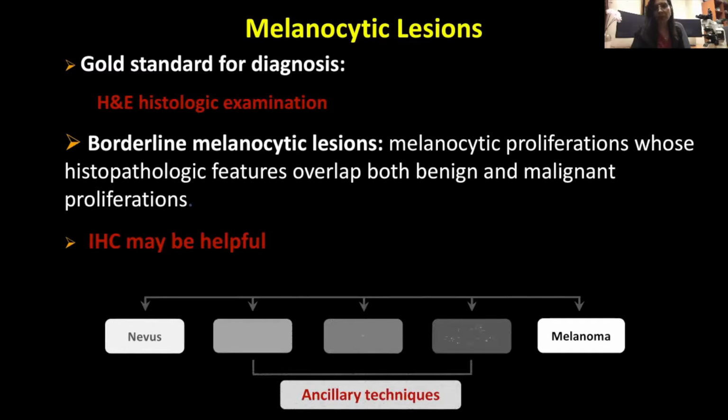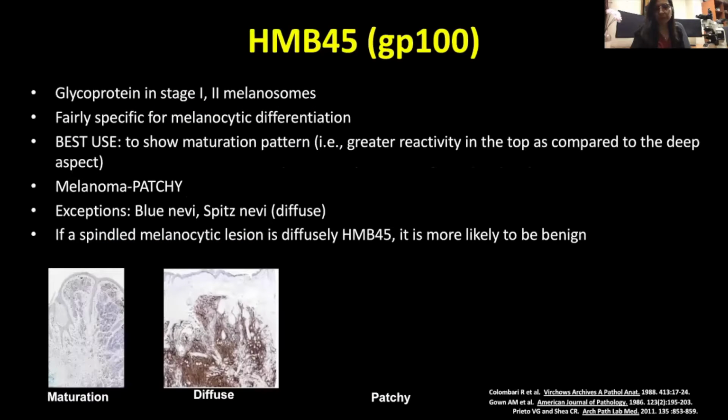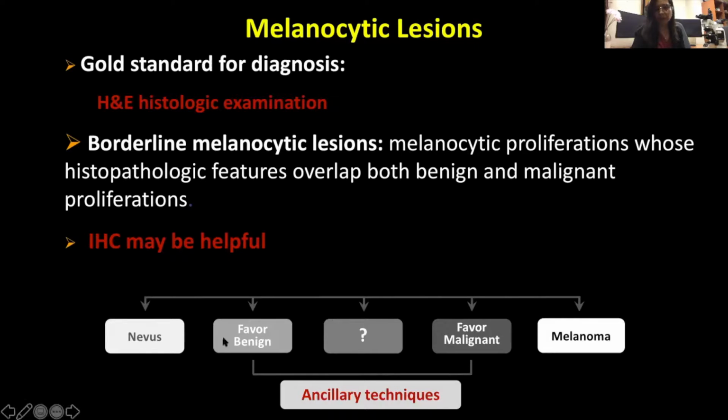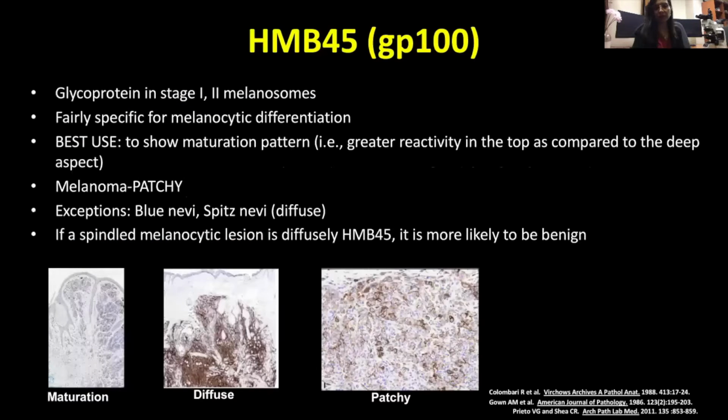Okay, so after that immunostain, we can favor benign or we can favor malignant. And sometimes even after immunohistochemical stain, it stays difficult to differentiate. Those cases, we will go a further step called molecular study. Okay, so let me go through this one.